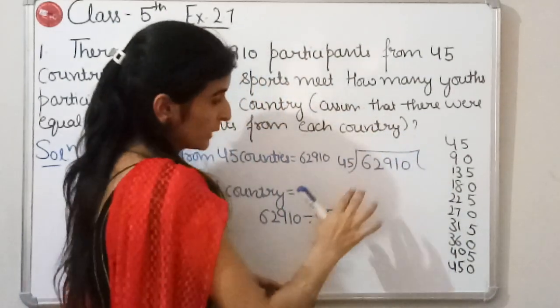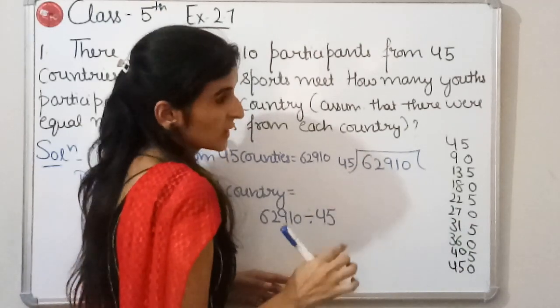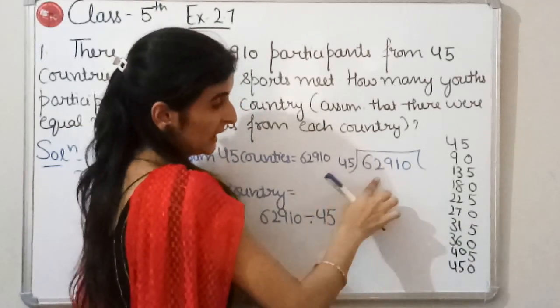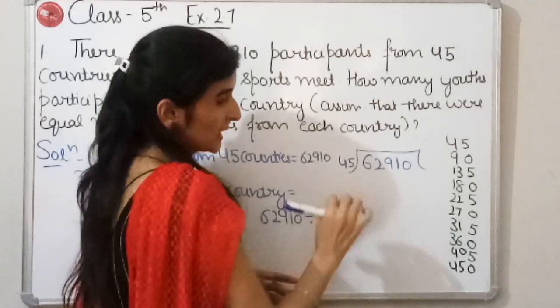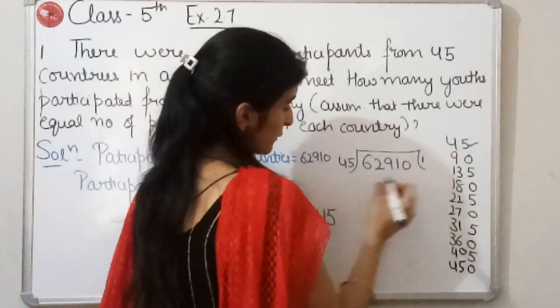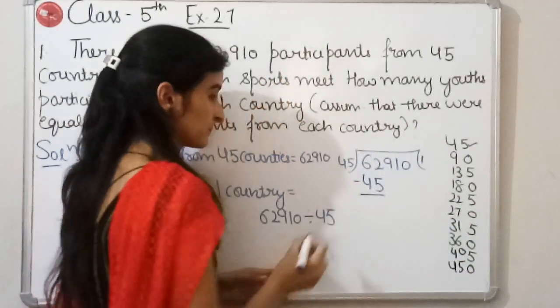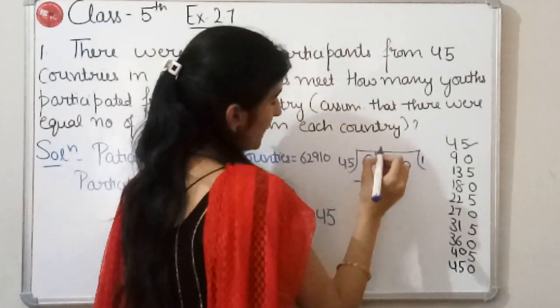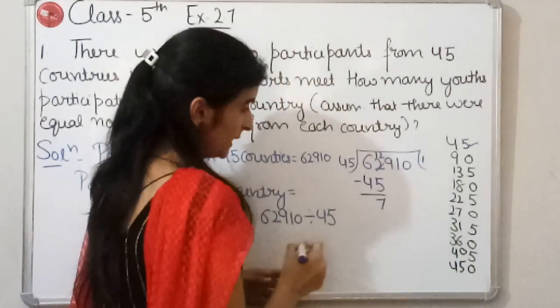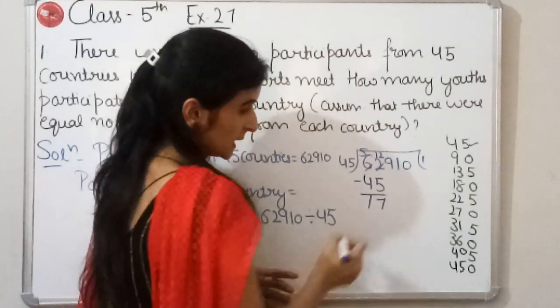Now we have to take 2 digits first. So which number is less than and nearby 62 in the table of 45? That is 45 itself. So 45 ones are 45. 12 minus 5 is 7. 5 minus 4 is 1.